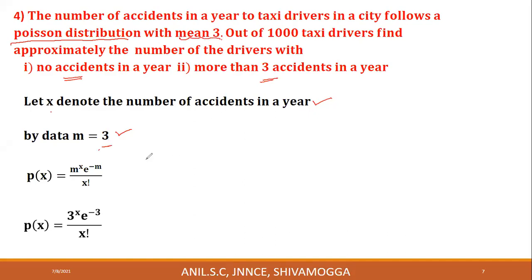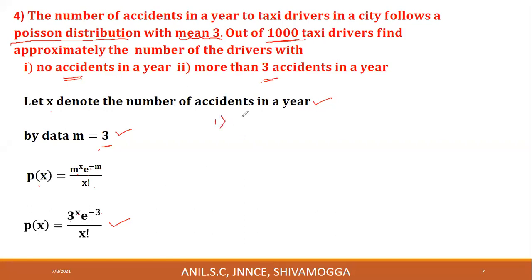Now we can easily construct the probability function. P of x is equal to m power x into e power minus m divided by x factorial. And m is equal to 3. Therefore, this is 3 power x into e power minus 3 divided by x factorial. This is what we call the probability function with respect to each driver. Here you can multiply this by 1,000 because there are 1,000 taxi drivers. Or you just find the probability and then multiply by 1,000.